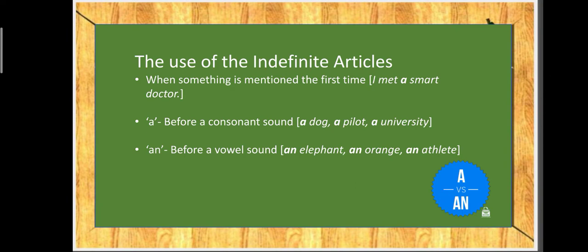For example, a dog, a pilot, a university. Look at this particular word university. Here it is a vowel. University is starting with a vowel, but it is not having the sound of a vowel, whereas it is having the sound of y, university. So that's why a has to be put before this particular word. And an, you can see some of the examples have been given: an elephant, an orange, an athlete.